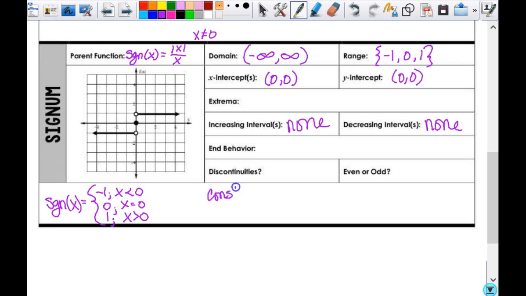So our constant intervals would be from -infinity to what? To 0. Good. Do I include 0? No. And then 0 is just a point, so we don't include that either. And then we go from 0 to infinity.